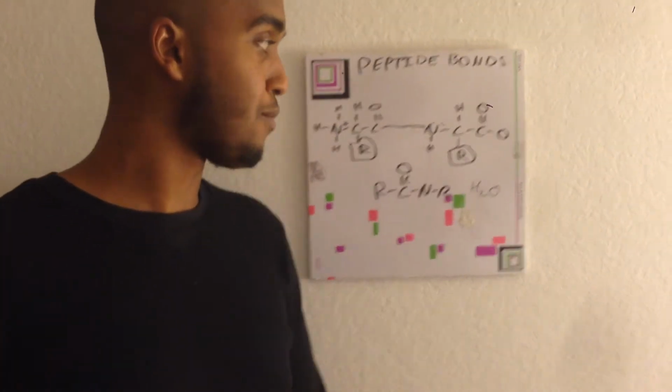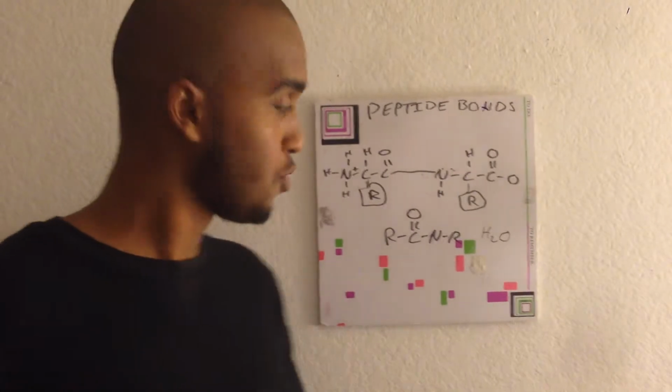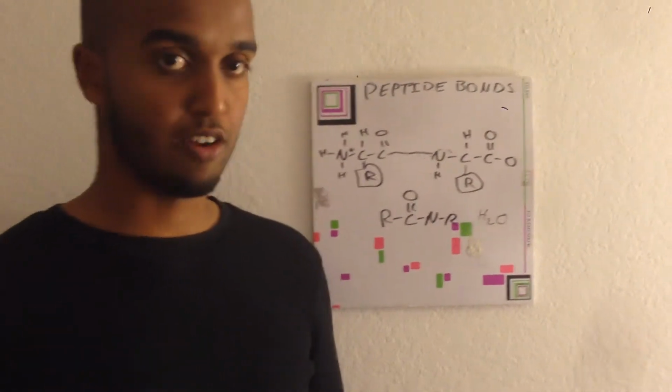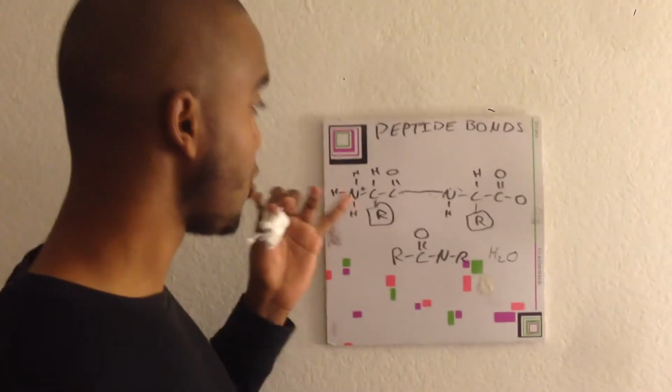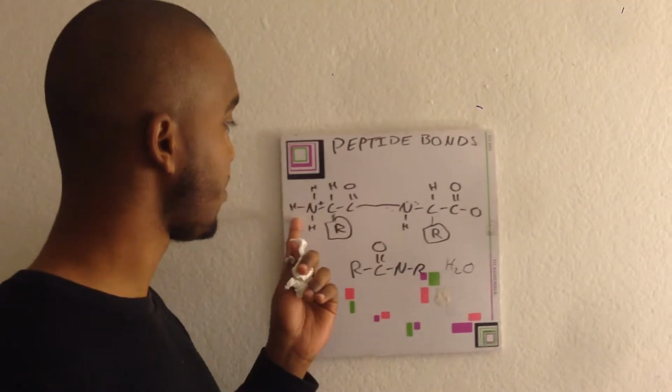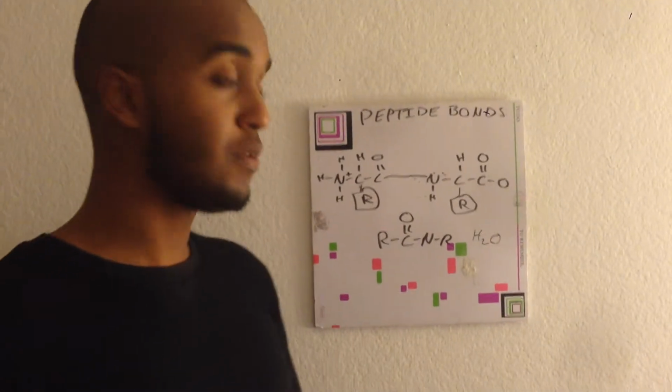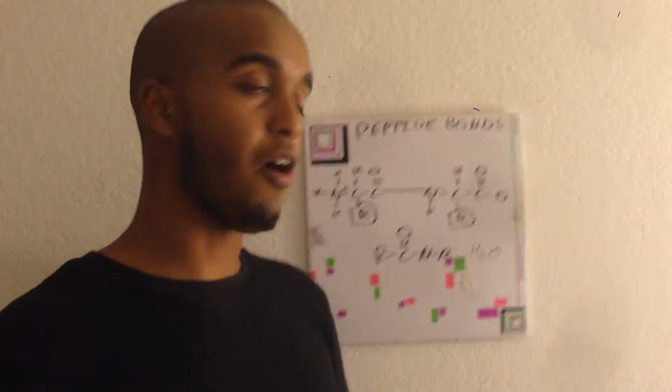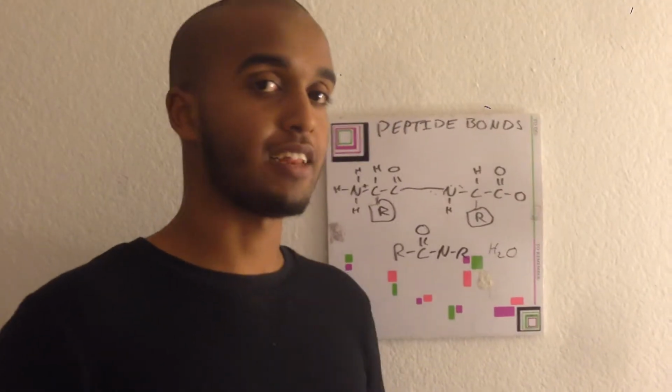Now, how are we going to name this peptide? You simply have to find the N-terminus and the C-terminus. The N-terminus is the ammonium group on the far left side of the amino acid chain. We have figured out that this is the one right here. The C-terminus is the carboxylic group on the far right of the peptide chain.